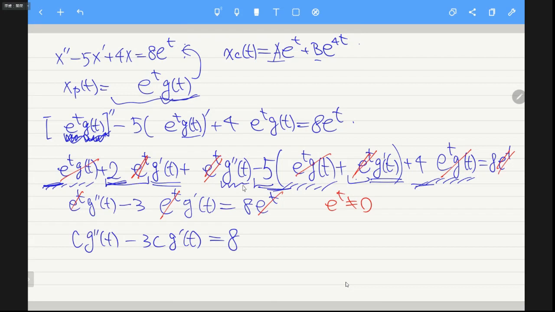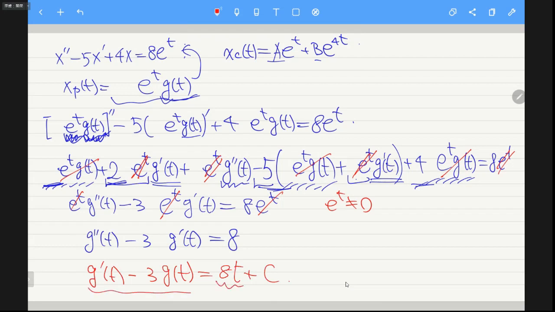Oh, I see. So yeah, we can just take the integration on both sides. We can just ignore C here, just keep all the C. So we have a G prime of T minus 3 G of T equals 8 T plus a constant, maybe a constant C here.